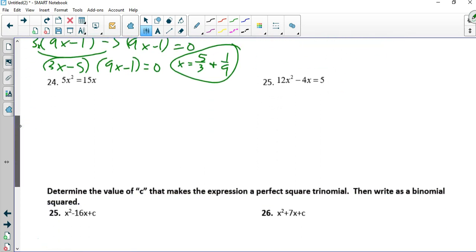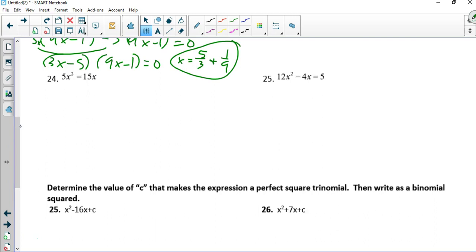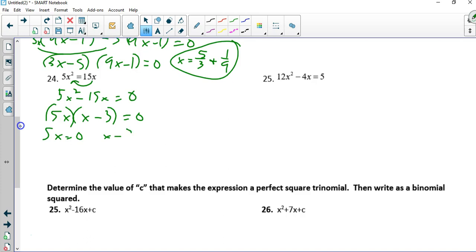Okay, 5x squared equals 15x. I'm going to bring this 15x over by subtraction. And then I'm just going to do the GCF. Pull out a 5x, x minus 3. Remember, if you need to put this in parentheses, remember to put both of these set equal to 0. A lot of people forget this, and that's the easiest one because it's always going to be just 0. And x equals 3.